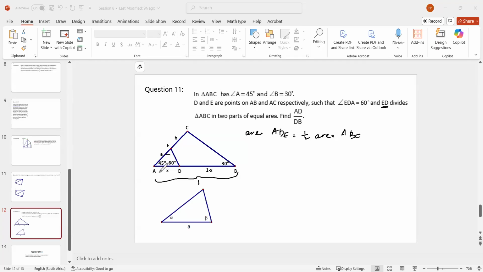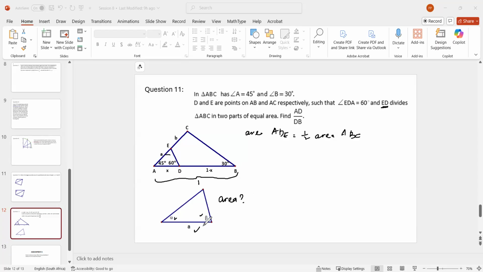so you need to calculate AD over DB. So I need to calculate this and this. So let's just call this X, AD. So if the whole thing is 1, this is 1 minus X. All right. So now you have a situation where you've got this small triangle. I need to find the area of that. And what I've got is the base and 2 angles. So the question is, what is the area?